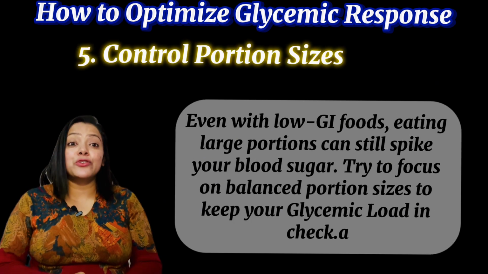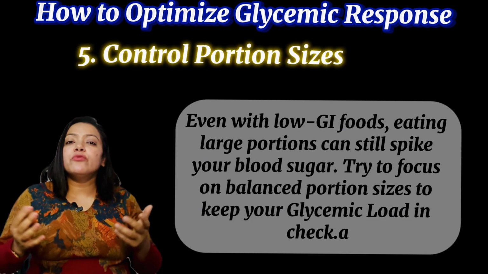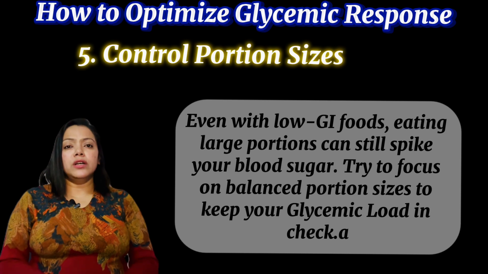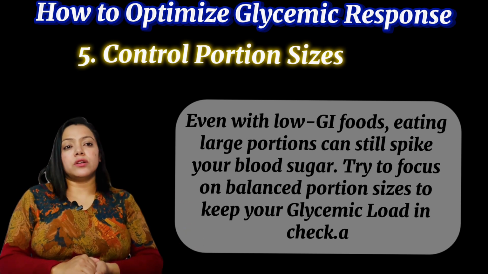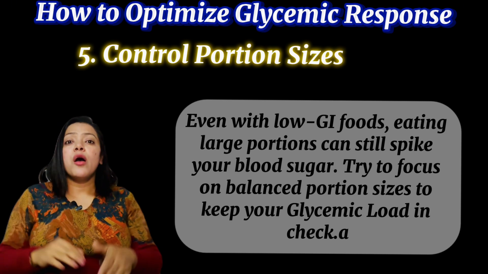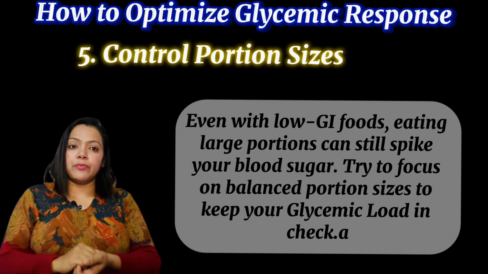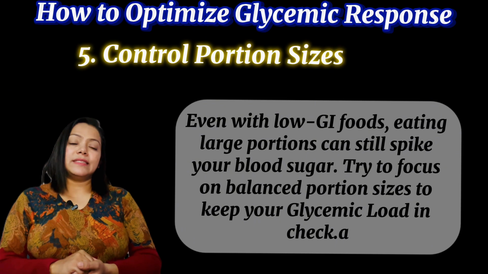Number 5, control portion size. Even with a low GI food, eating large portions can still spike your blood sugar. So try to focus on a balanced portion size to keep your glycemic load in check.